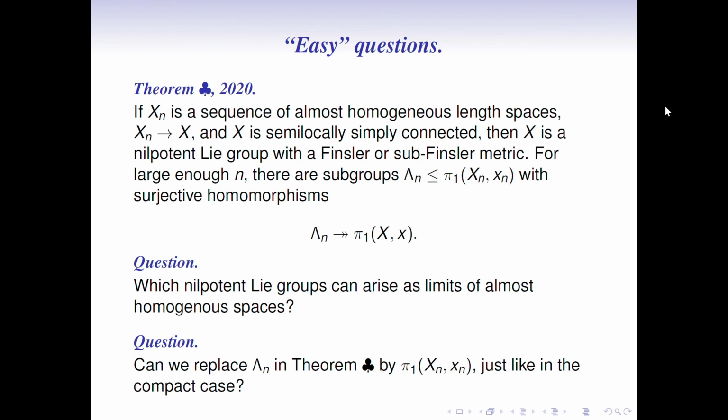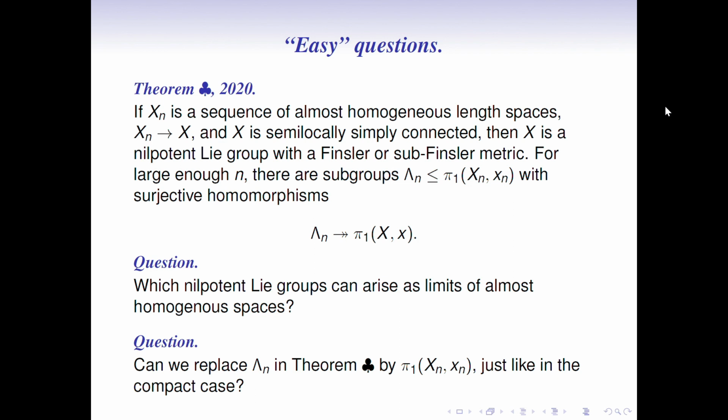First question is, which nilpotent Lie groups can arise as limits of almost homogeneous spaces? If one analyzes carefully the proof of the theorem, one can translate this question into a question in nilpotent Lie algebras. Is it true that the structure coefficients of a nilpotent Lie algebra can be approximated by structure coefficients of nilpotent Lie algebras that admit lattices?